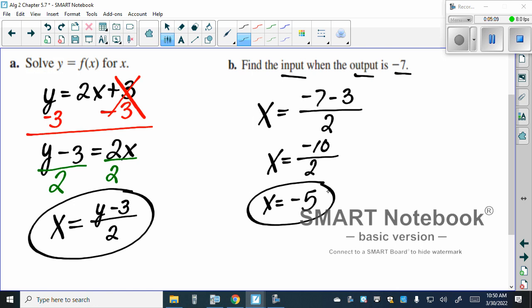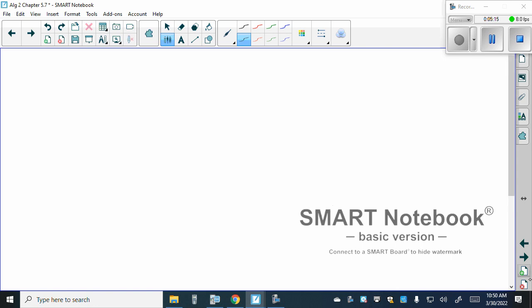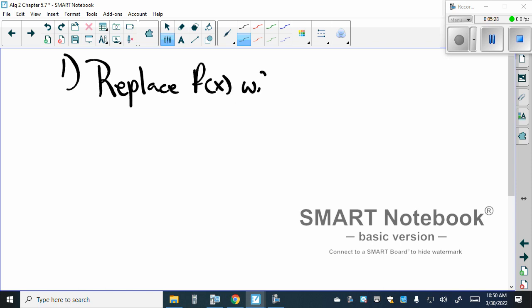Now, again, I find this is an odd way to do these. So let's look at the main steps that we're going to really work with for the rest of these for finding inverses. The first main step is to replace f of x with y. We're going to replace f of x with y.